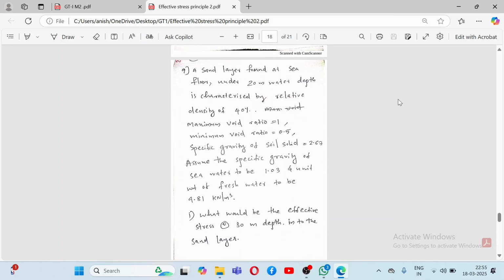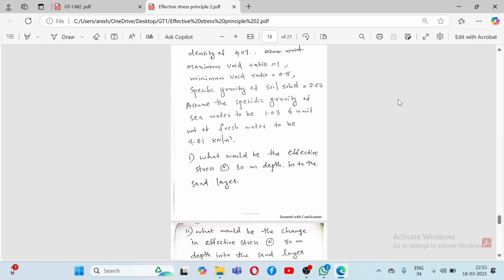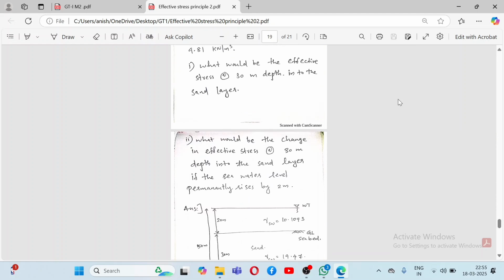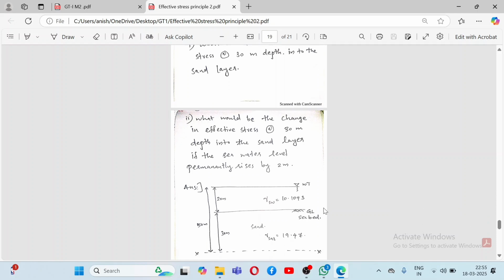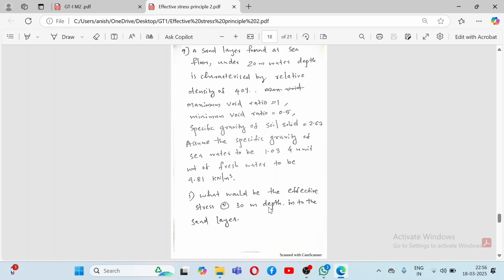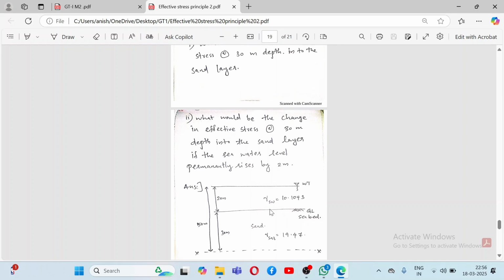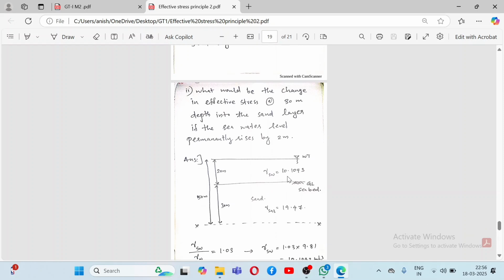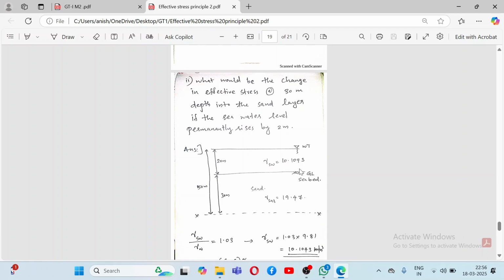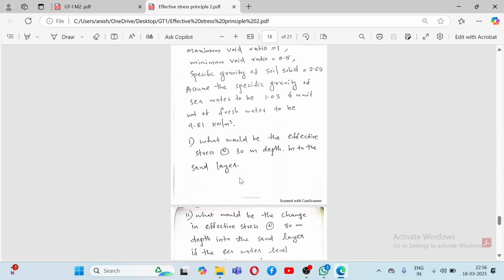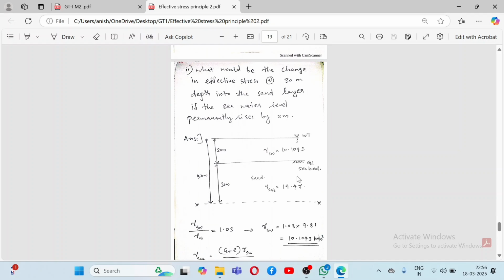So we have to note down what are the values given in the question. We have a water table here on the surface, and then a 20-meter water depth. Here gamma sea water is given as 10.1043, that is calculated. So then what do you have to find? Gamma sat, is it given? No, we have to find it out. Ground level, it's a sea bed here.